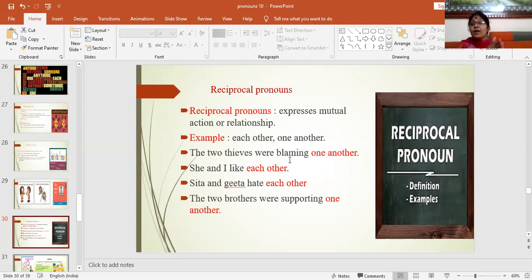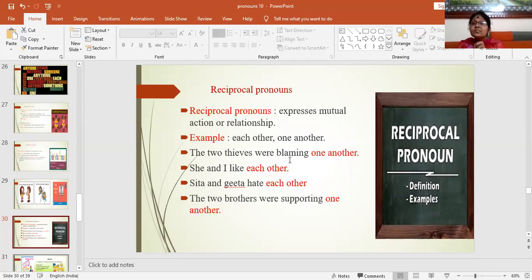The two brothers were supporting one another. Generally, when two brothers do some mischief and parents ask them who did it, one will support the other and the other also will support his brother. So the two brothers were supporting one another, right?